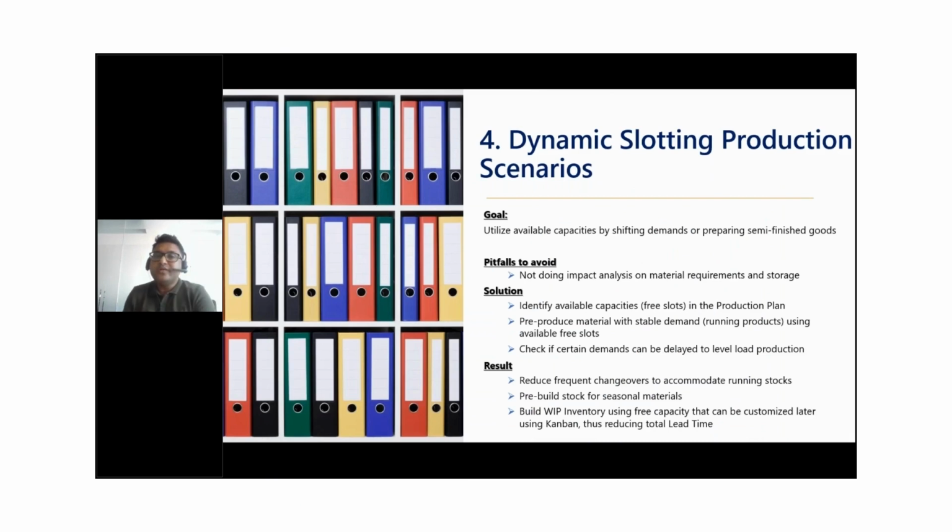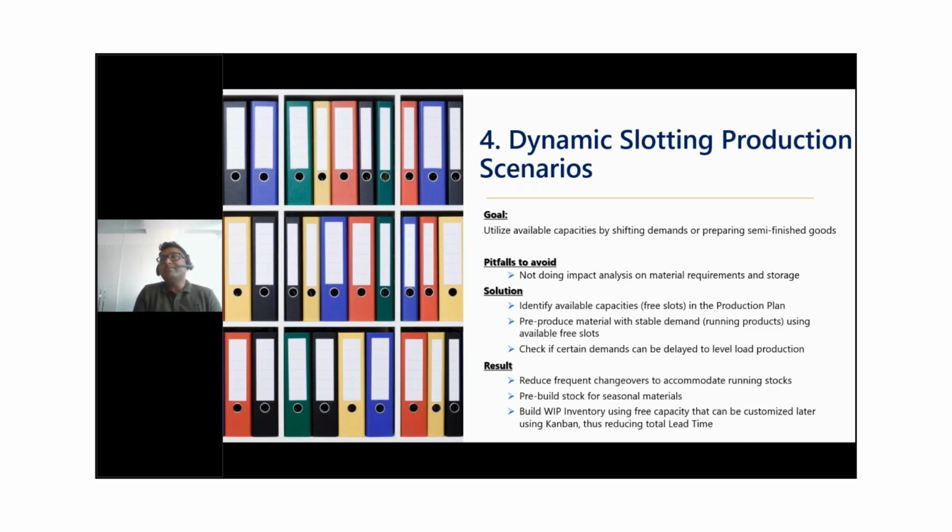So the fourth one is called a dynamic slotting production scenario. What it basically means is, one of the things that, if you are running a production unit, you have as a goal is that you want to sweat your assets, right? So you want to have high productivity, you want to run those lines because you don't want to have idle capacity. Now the thing is, what do you do with them and what is the best usage of those?